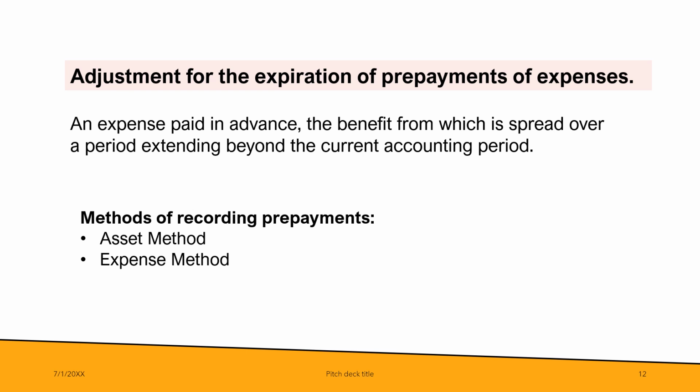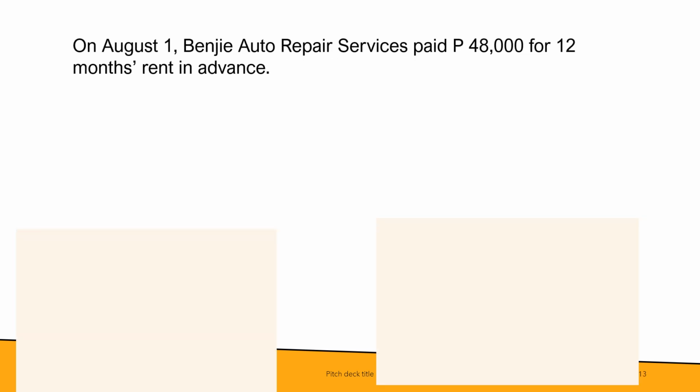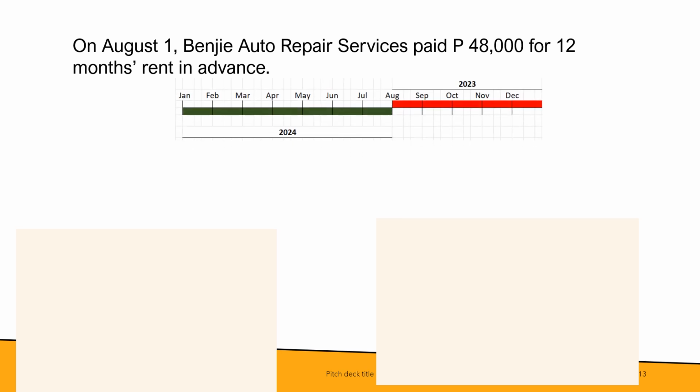Okay, so let's have an example for this adjusting entry. Next slide. On August 1, Benji Auto Repair Services paid 48,000 for 12 months rent in advance. So the business paid 48,000, good for 1 year, and that starts August 1. So we have this timeline. For 2023, it starts August 1 up to December 31, then January 2024 to July 2024.